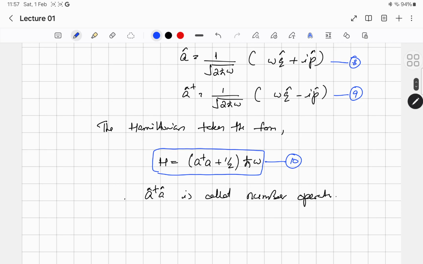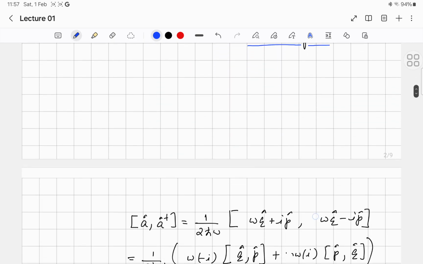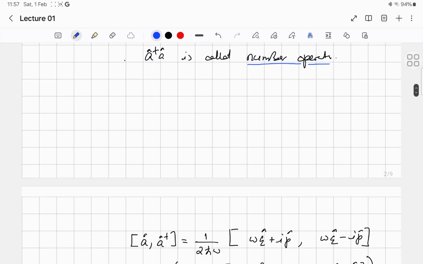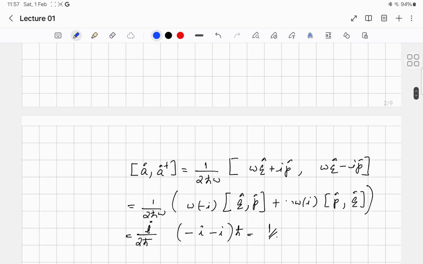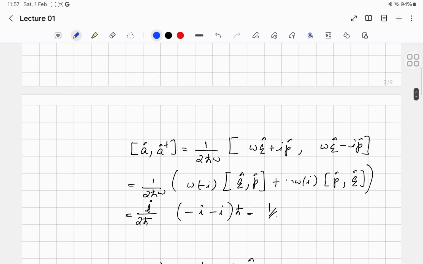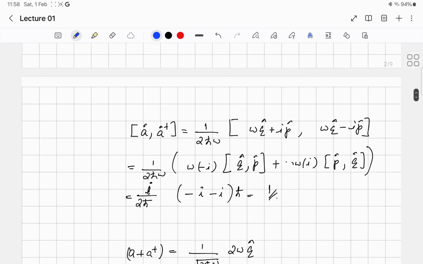So this A dagger A hereafter is called the number operator. We'll quickly see why it is called the number operator. You might know the reason, but anyhow, I will explain it. In order to find the meaning of A dagger A, we have to do some algebra. First of all, I am going to do the commutator between A and A dagger. I already know the expression for A and for A dagger, and I know the commutation between Q and P. So if we just use the commutation rule, I can show that the commutator between A and A dagger is simply 1.